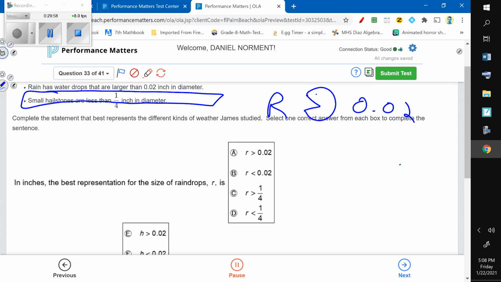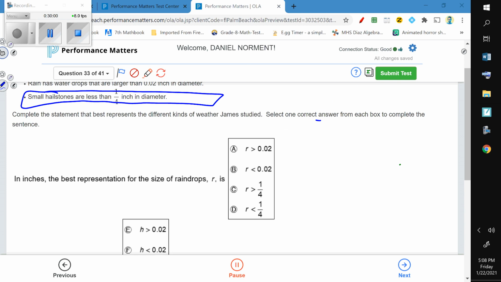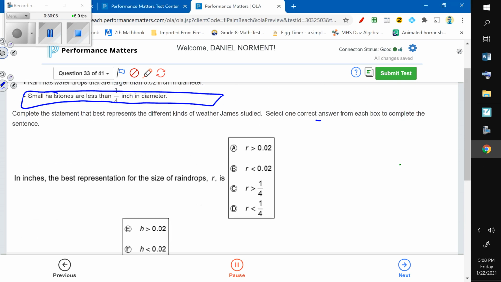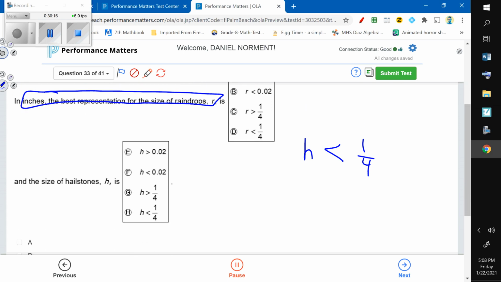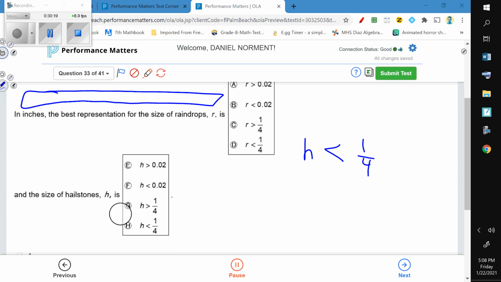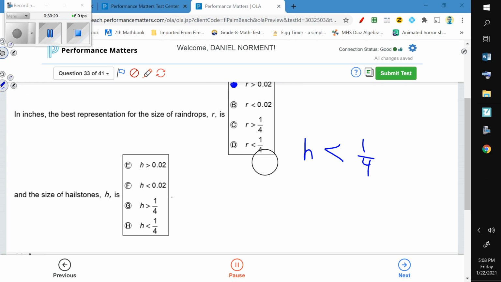And then for hailstones, look right there. Hailstones are less than. So what are they using for hailstones? They're using H, okay? So the hailstones are less than 1/4 of an inch. So I'm looking for that down here, and there it is right there. So that's why, I think it was larger. And so A and H were the answers for that question. Okay? And that leaves us with 4 more to go.